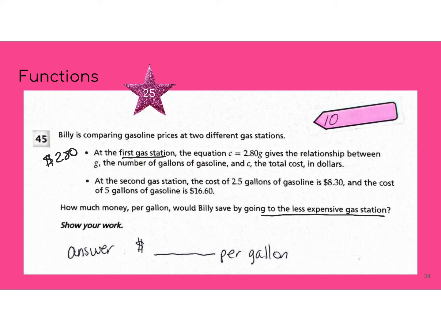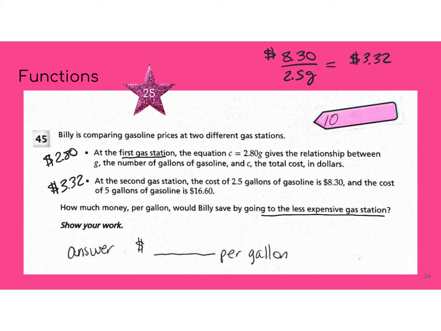So you know your price, $8.30 over 2.5 gallons. If I reduce that to get my unit rate, that's going to give me my cost per gallon. So if I do that, I'll end up with $3.32 when I divide. So that is the more expensive gas station. We've got $3.32. And it says how much will he save by going to the less expensive gas station.